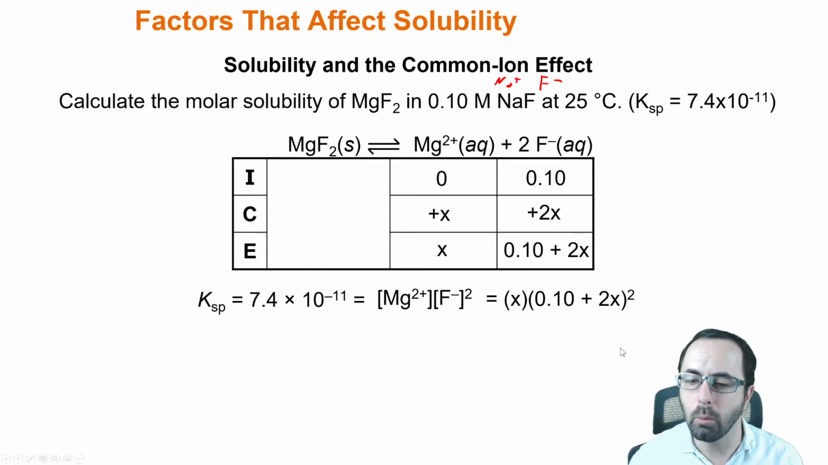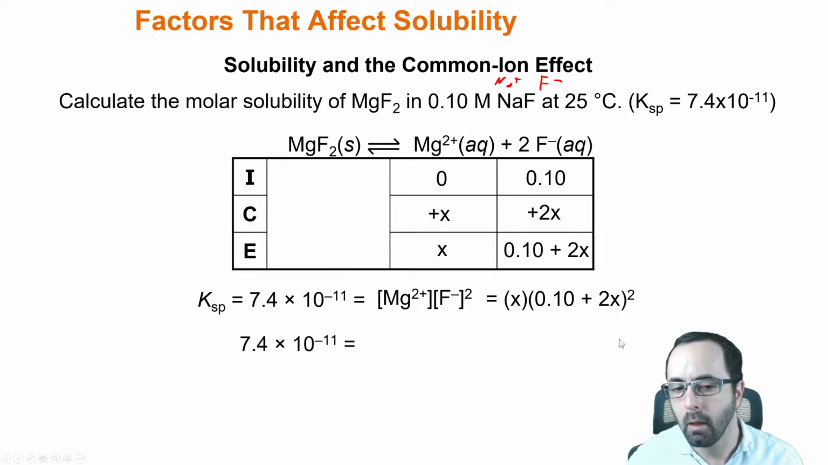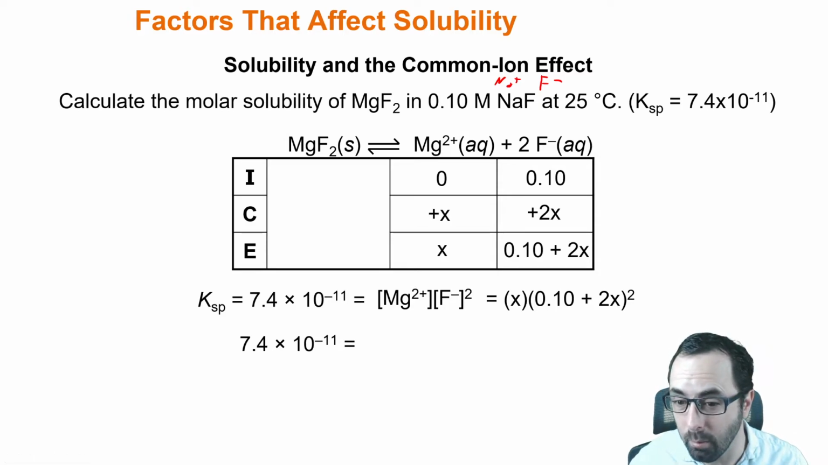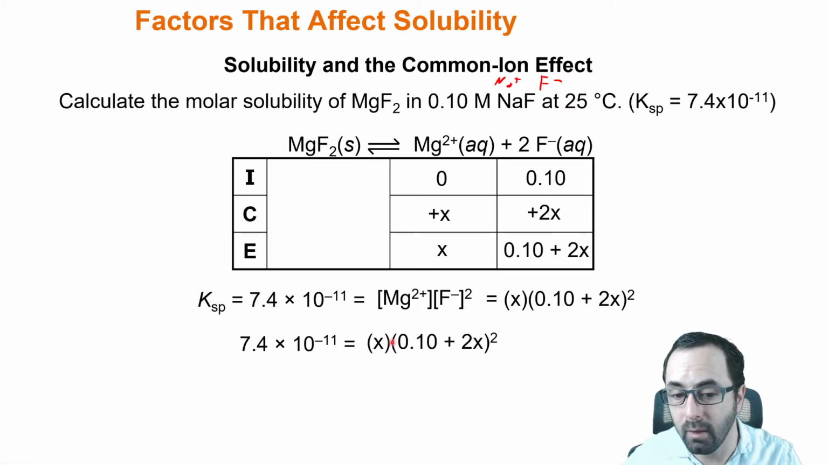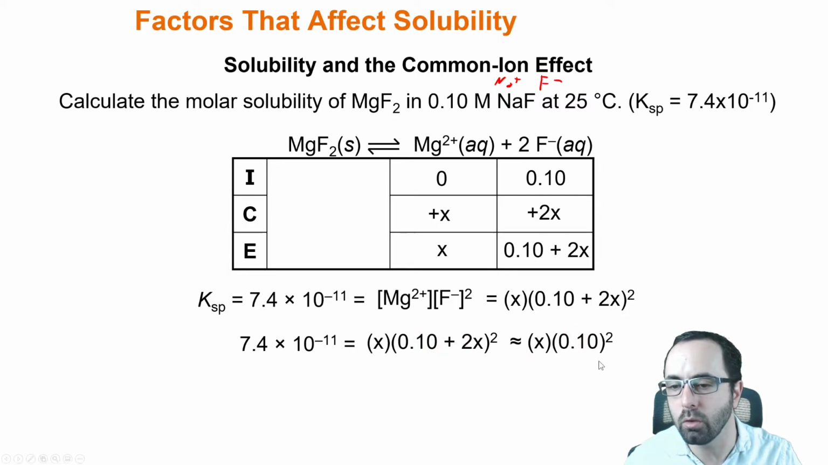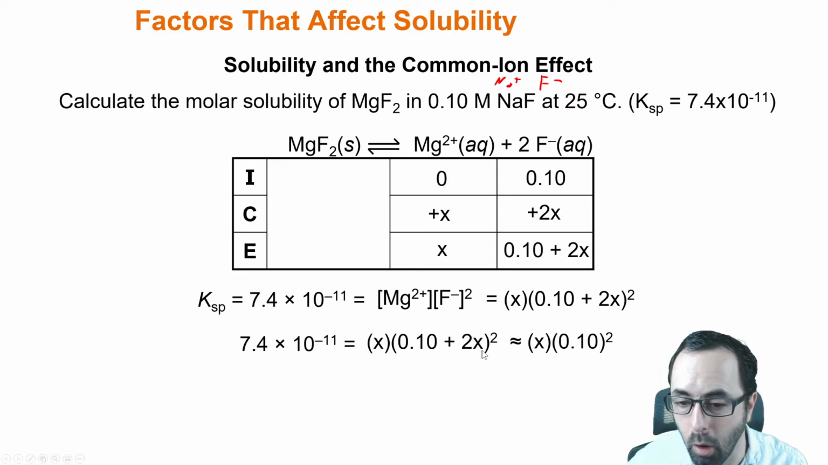So we should double check, we should think about, can we use a simplifying assumption? This is going to be important. So we're going to plug this in. We've got x times 0.1 plus 2x squared, and we're going to say that is approximately equal to, 0.1 plus 2x is about equal to 0.1. So 2x is very, very small here.